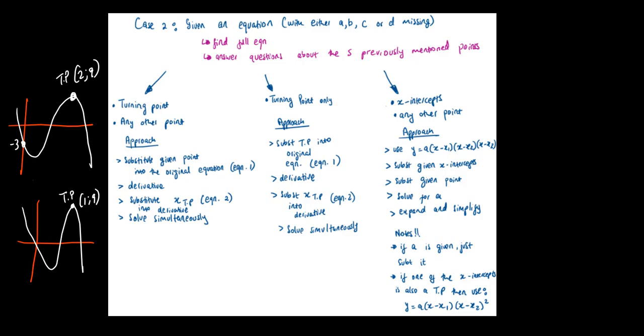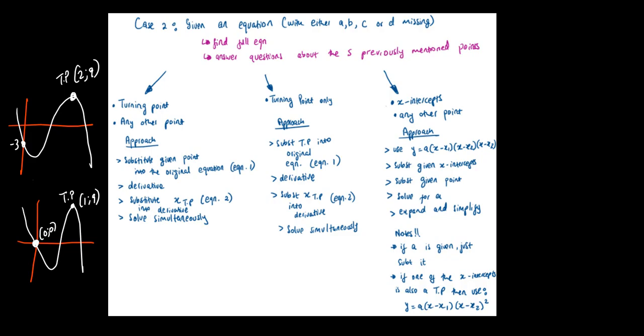Yes, they gave you the turning point. But then you're gonna say to me, but I could not find the any other point that you're talking about. Guys, you must check. If it passes through the origin, they're already giving you the point 0 and 0. They just don't want to tell you. So please, you must always check out for that. That is the first case. The second case, you can just be given the turning point only.